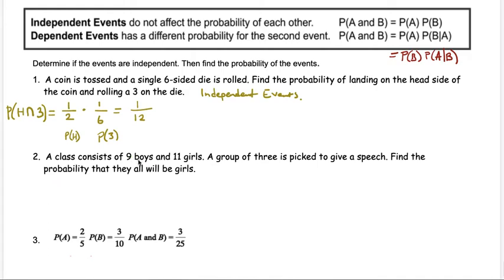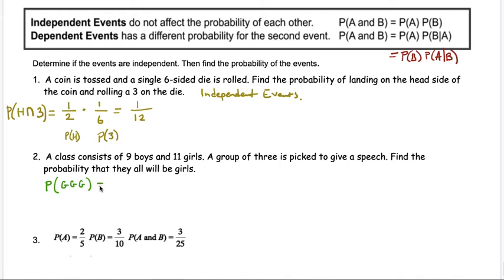So a class consists of 9 boys and 11 girls. A group of 3 is picked to give a speech. Find the probability that they will all be girls. So what we're doing here is we've got a group of 3 being picked to give a speech. Presumably you're picking one and then picking another and then picking another. So it's the probability that they will all be girls, so the probability that you get 3 girls in a row, the probability of girl, girl, girl.